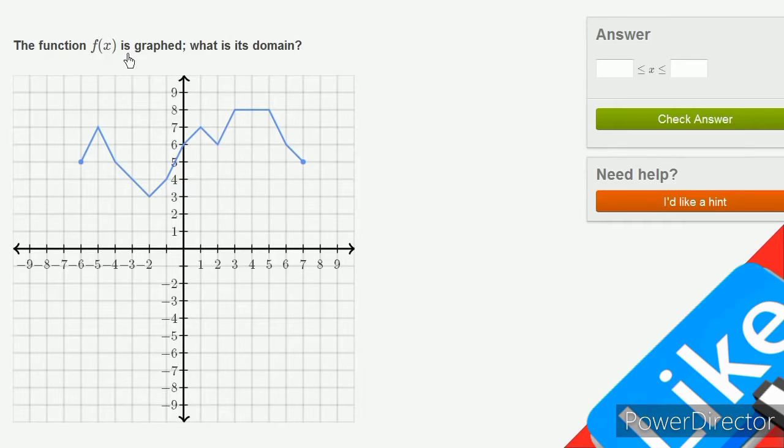The function f of x is graphed. What is its domain? So the way it's graphed right over here, we could assume that this is the entire function definition for f of x. So for example, if we say, well, what does f of x equal when x is equal to negative 9? Well, we go up here, we don't see it's graphed here. It's not defined for x equals negative 9 or x equals negative 8.5 or x equals negative 8. It's not defined for any of these values.